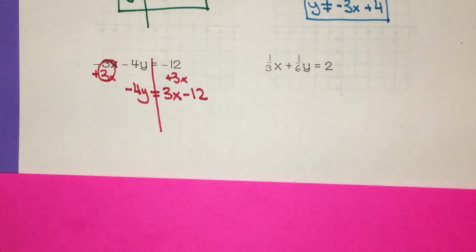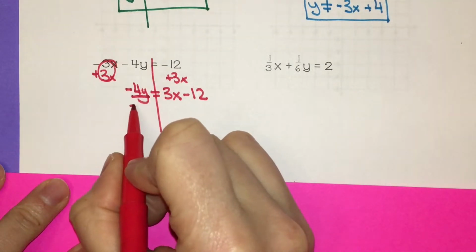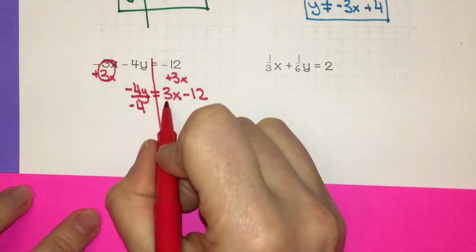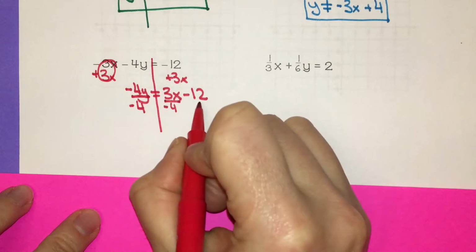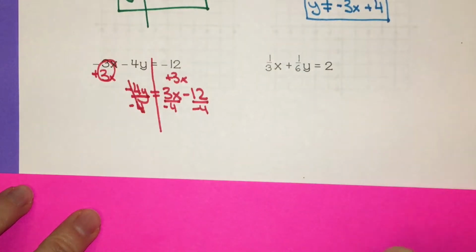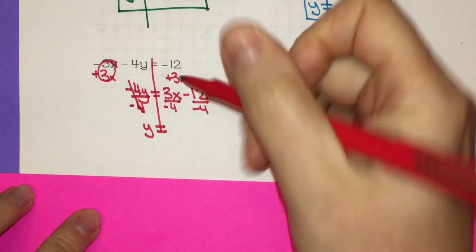All right, so here's the tricky part. Y is being multiplied by negative 4. You have to divide everything on both sides by negative 4. Not just 4, but negative 4, because you want y to be positive. So everything on both sides being divided by negative 4. Negative 4 divided by negative 4 is positive 1. So I have positive 1y, which I can just write as y, equals.